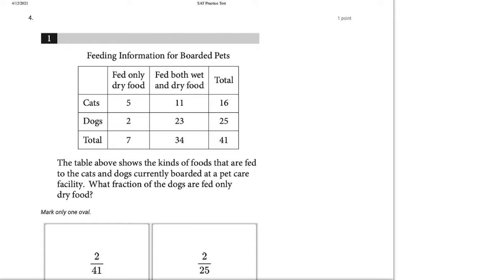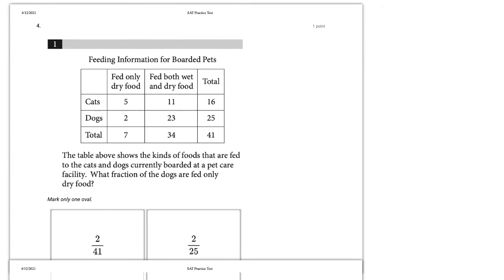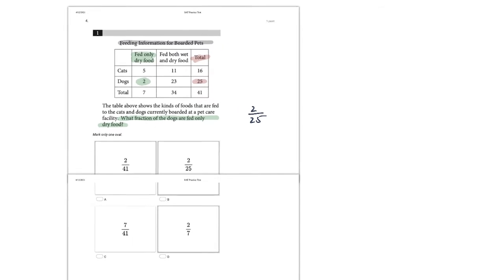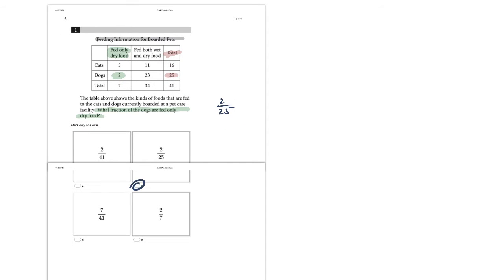Like number one here, as soon as you look at that and you go, oh my gosh, there's a graph. It says feeding of boarded pets, and the table shows kinds of foods that are fed to cats and dogs boarded at the pet care facility. What fraction? Here's a key thing. The question: what fraction of dogs are fed only dry food? Well, dry food fed only is dogs. Here's the total of dogs. Total dogs is 25. So what ratio? 2 out of every 25 are just fed dry dog food.